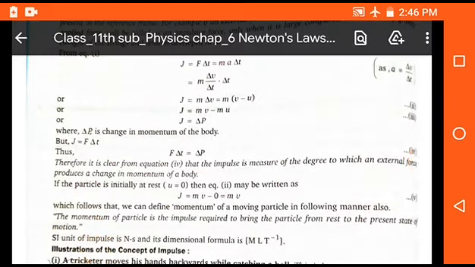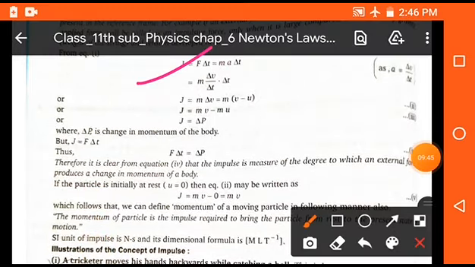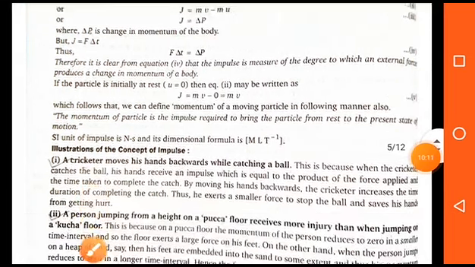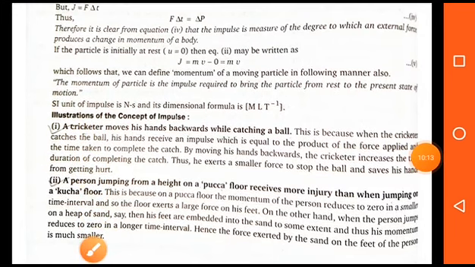So students, J is equal to F into delta T, and we know that F equals m a, so m a into delta T. So we can write J is equal to m into dv, and dv means change in velocity. So finally we get the relation J is equal to delta P. That means impulse is also equal to the change in linear momentum. Clear, students?